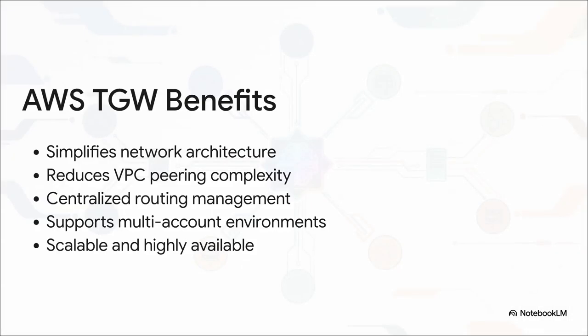So the real payoff here is massive. First off, it drastically simplifies your architecture and reduces complexity, meaning you can finally say goodbye to that fragile spider web of connections. It also gives you centralized routing management, which provides your team with a single pane of glass for traffic control. Plus, it natively supports multi-account environments. And because it is a fully managed AWS service, it stays highly available and scales right alongside your traffic without you having to sweat the details.